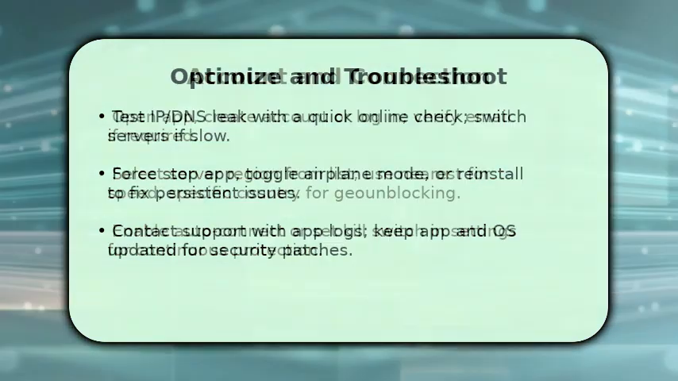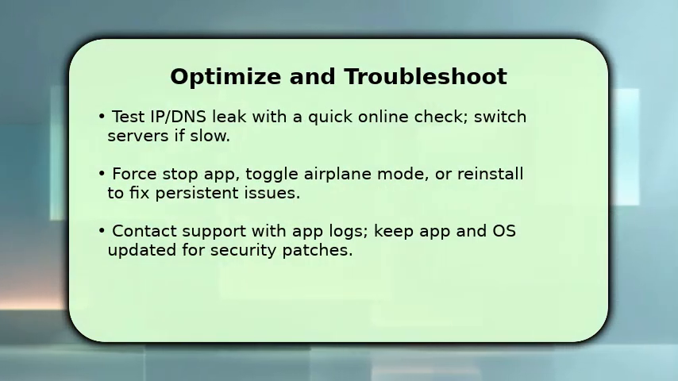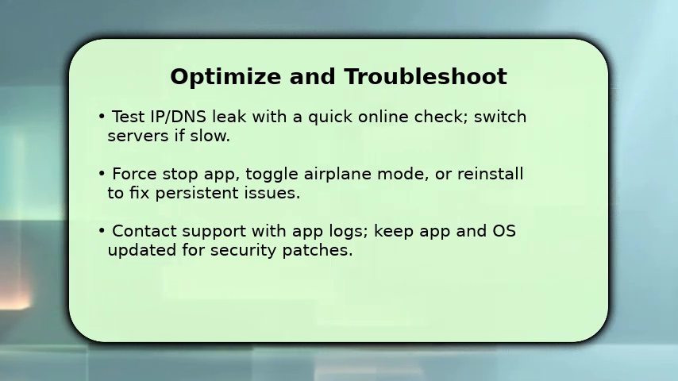To finish, verify protection by checking your IP and DNS. This proves traffic uses the VPN. If speeds are sluggish, try a different nearby server or switch protocols in advanced settings for better latency.